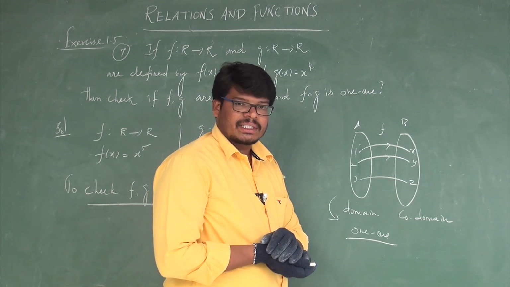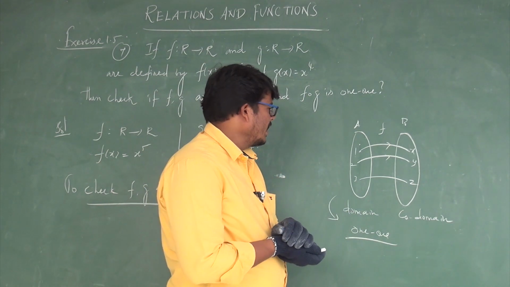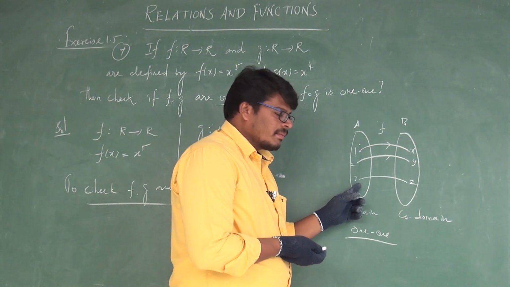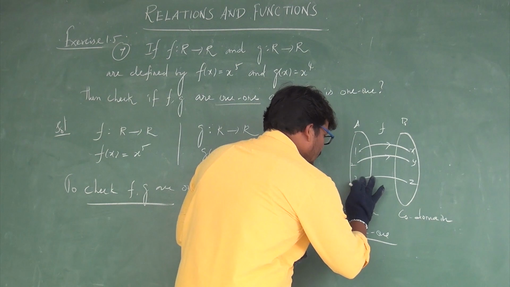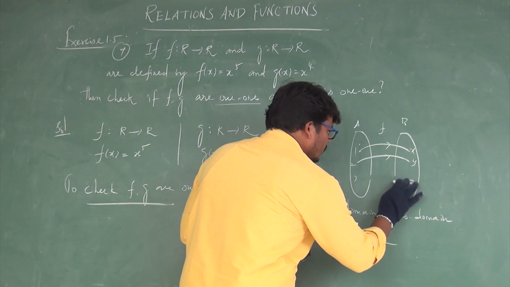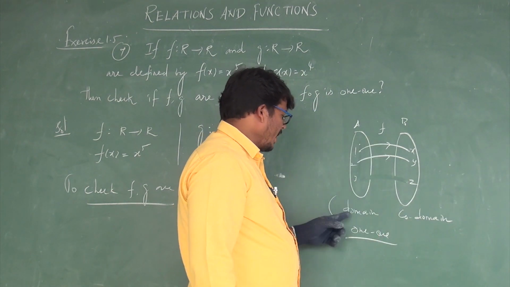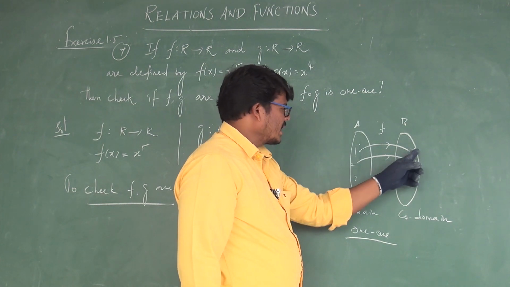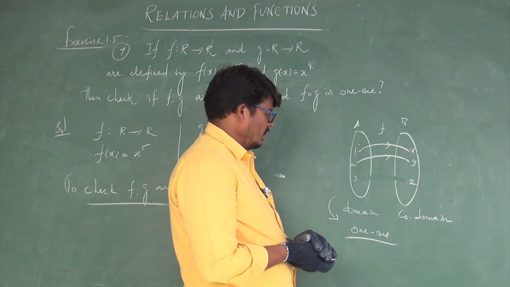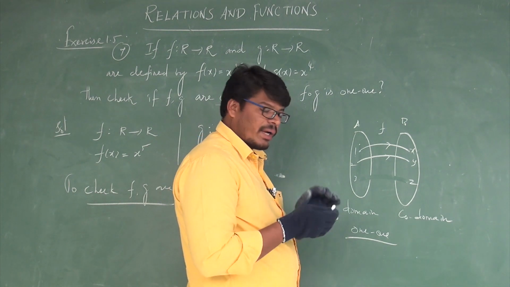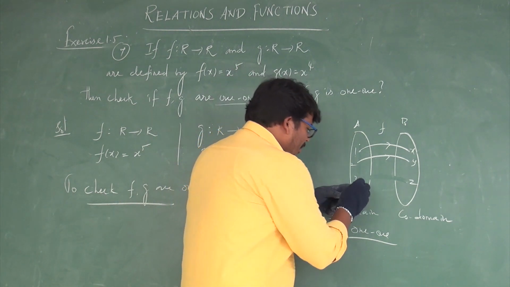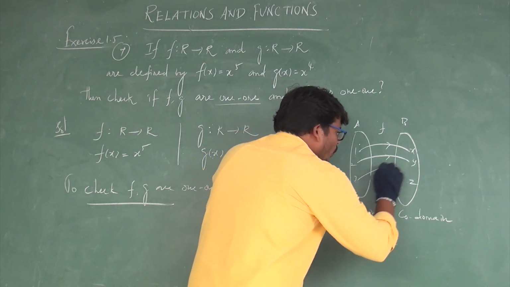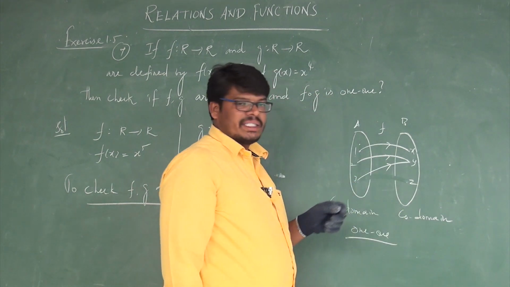Now, not a one-one function. For example, the domain elements are 1, 2, 3 and the codomain is x, y, z. To show it is not one-one, the element 3 has the image y.